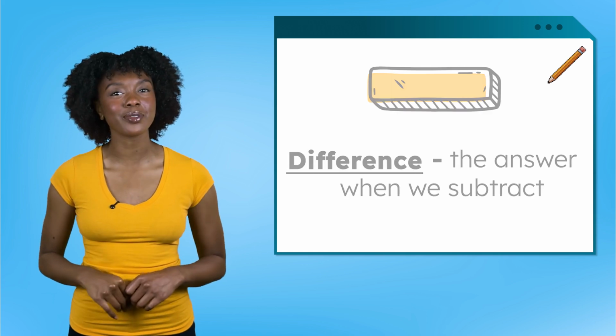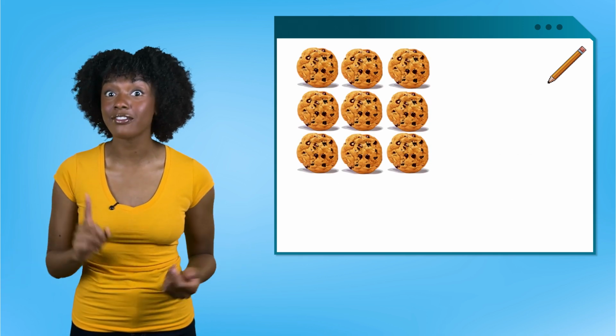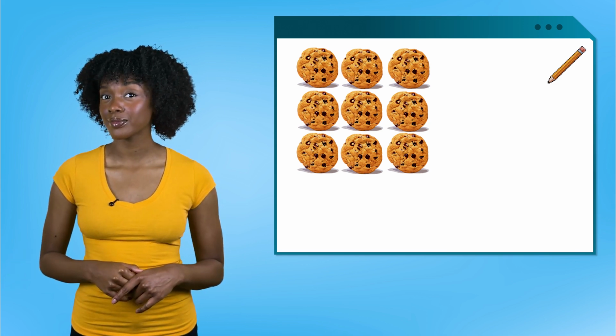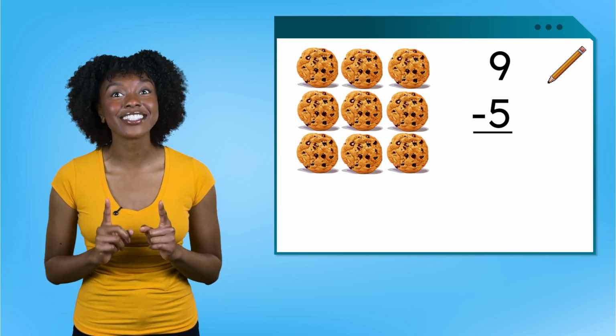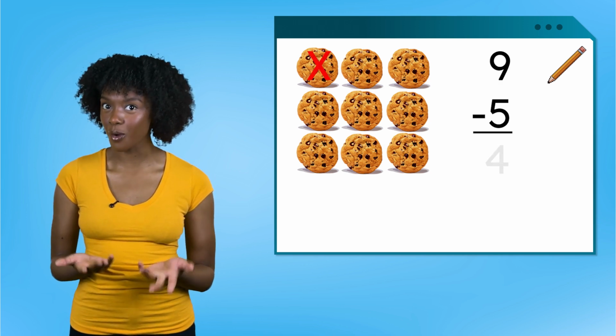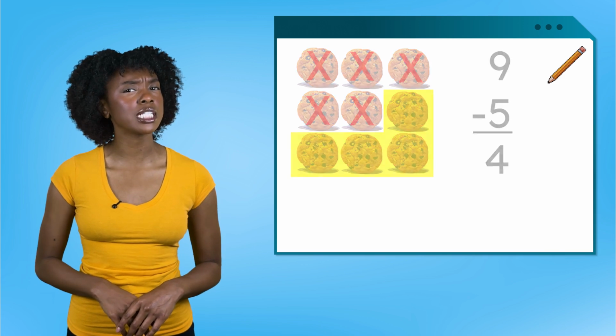Let's start off simple. Say I brought 9 cookies with me to a picnic and 5 of them were eaten. How many are left? We just subtract 9 minus 5 to find the difference of 4. There are 4 cookies left. How about with 2 digits?